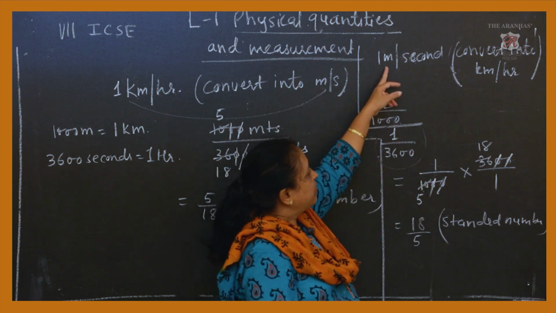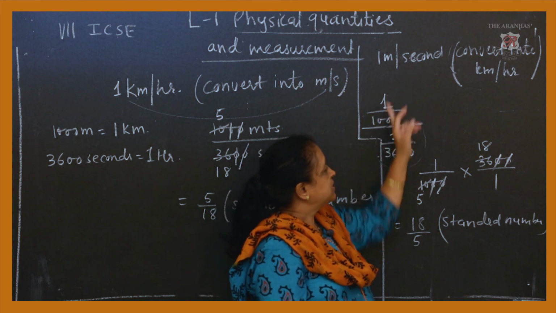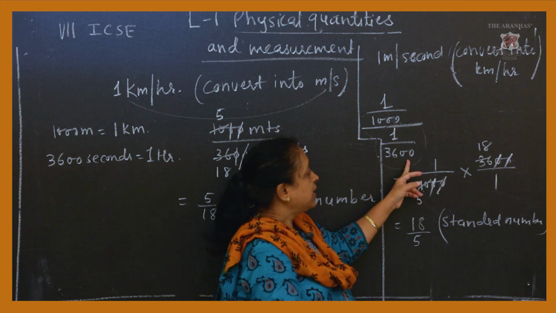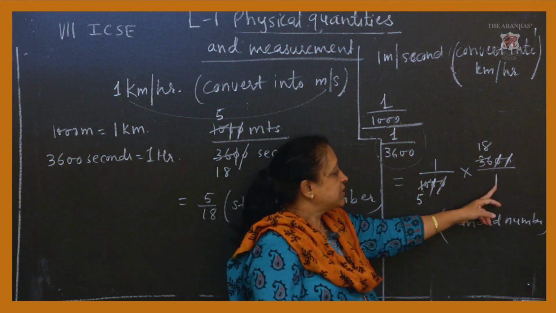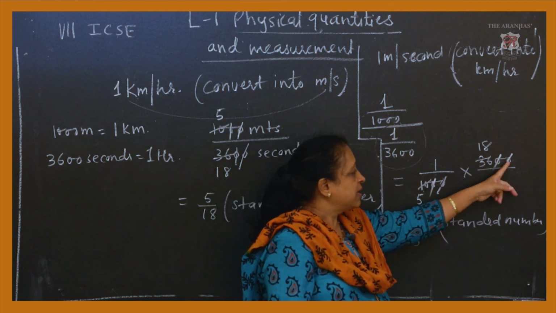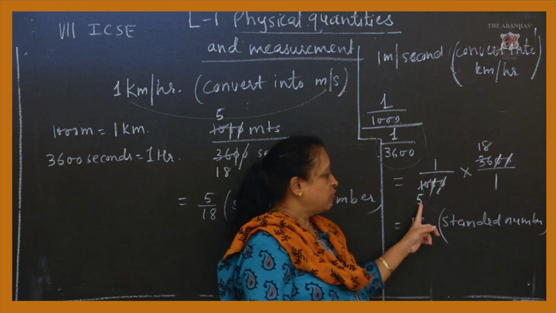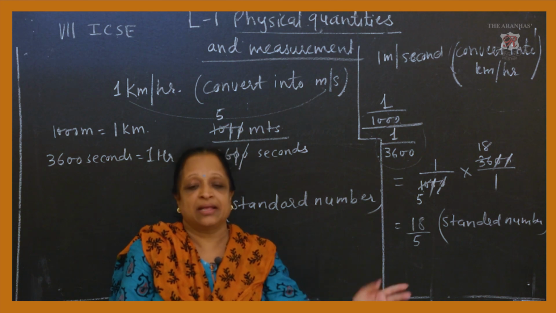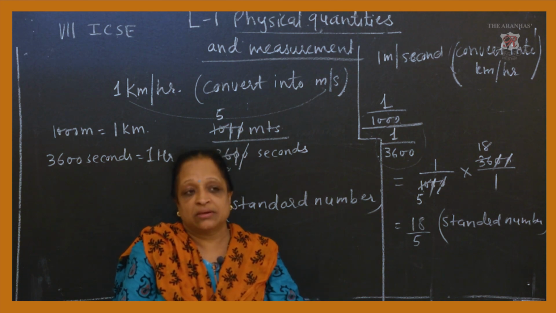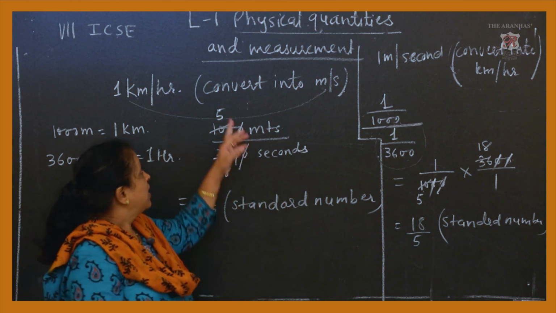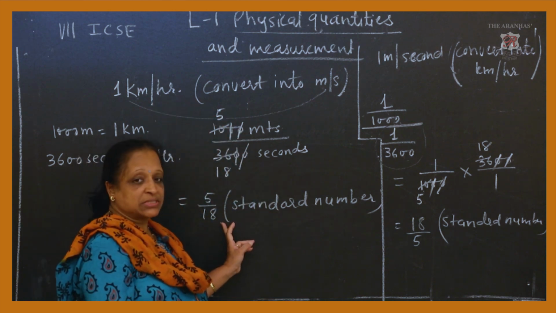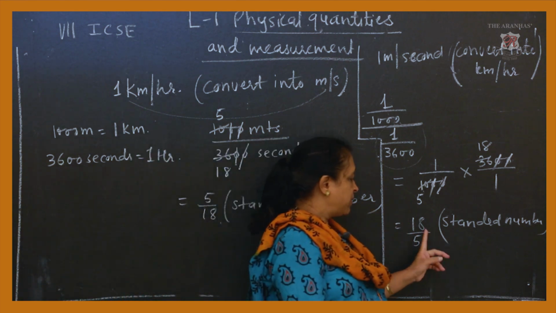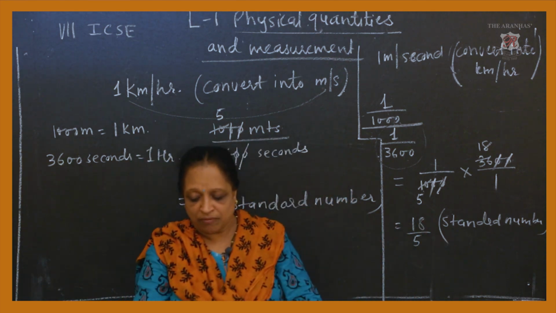That is, 1 meter we have taken out of 1000 and 1 second we have taken out of 3600 seconds. Taking the reciprocal, we have 3600 upon 1, the zeros get cancelled, 2 1s are 2, 2 8s are 16 and 2 5s are 10, so we are getting 18 by 5. It is exactly the reciprocal of the conversion of kilometer per hour into meters per second, and for meters per second into kilometer per hour we are getting 18 upon 5.